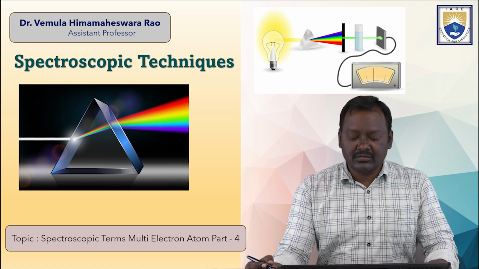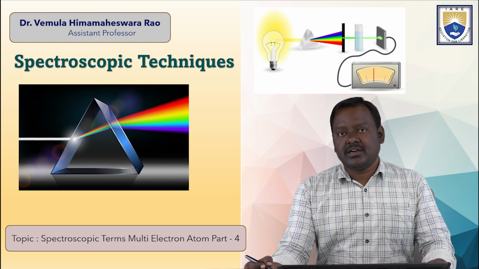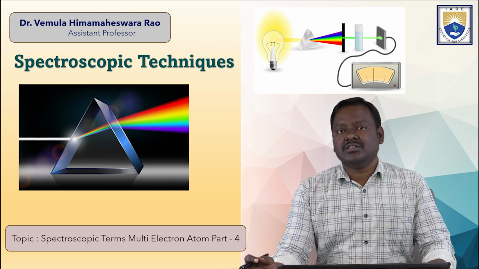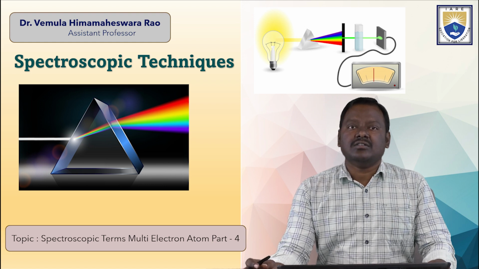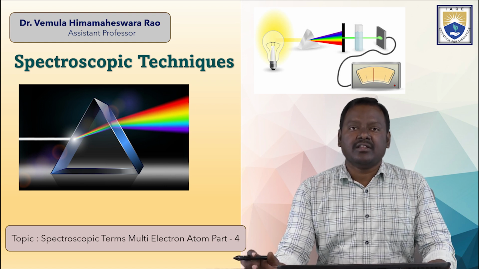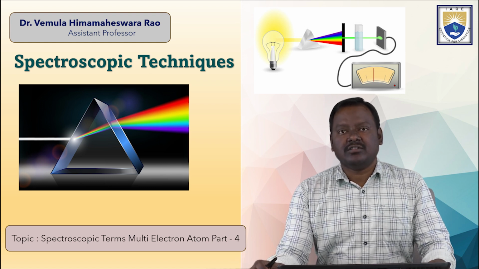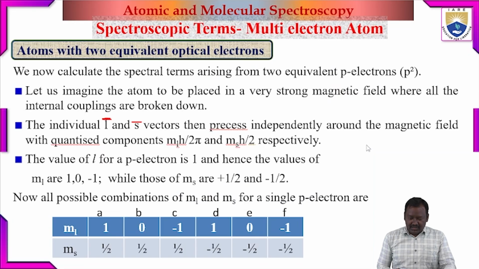Today we are going to discuss spectroscopic terms for multi-electron atoms, such as whenever electrons are in the s, p, d or any other orbital, that means more than 2 or 3 electrons. So first let us find the spectral terms for p electrons, such as p2.